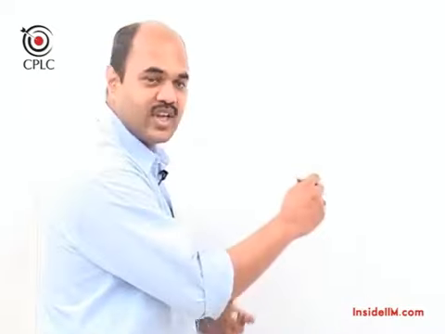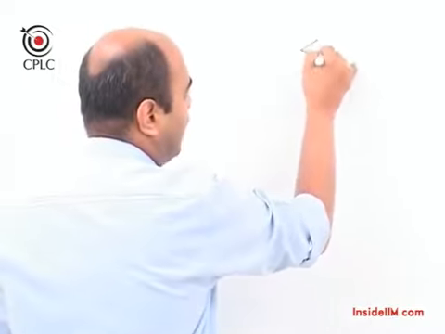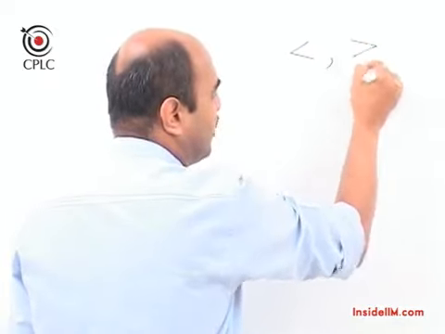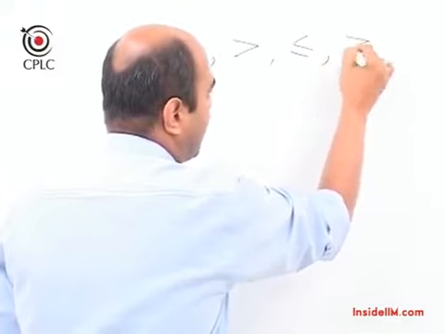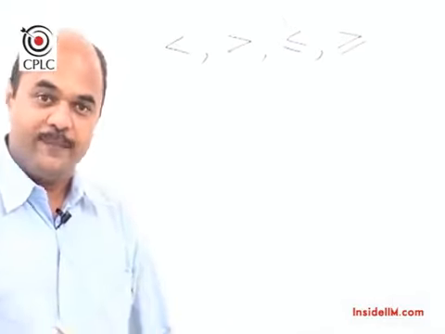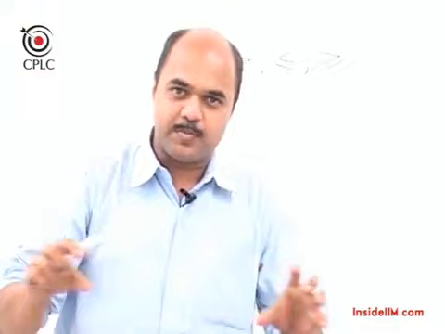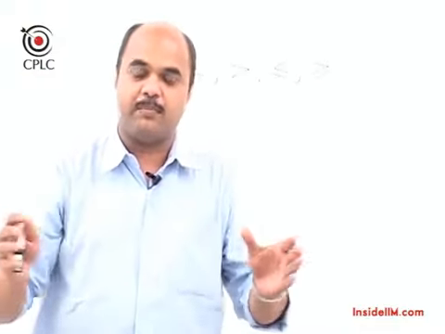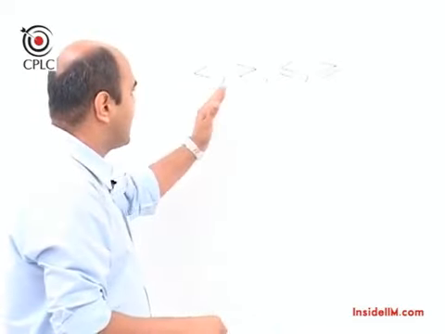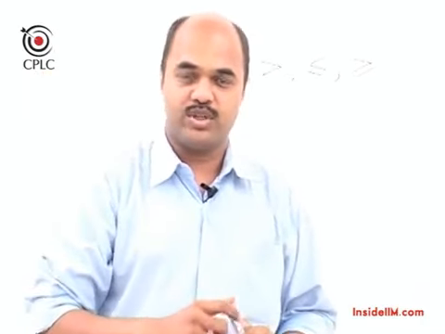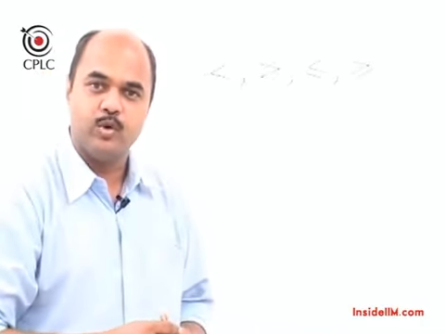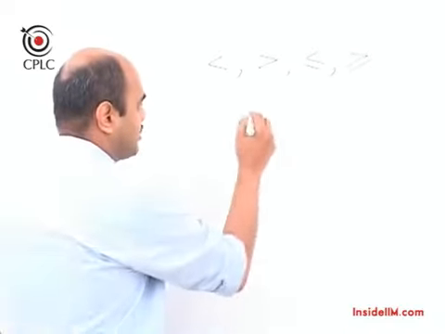Now what else can it be? It can be a less than sign, it can be a greater than sign, it can be a less than or equal to, it can be a greater than or equal to. So whenever you have in an expression or in a full statement 2 sides which are connected by either a less than or a greater than or less than equal to, greater than equal to, this would be a problem of inequations.